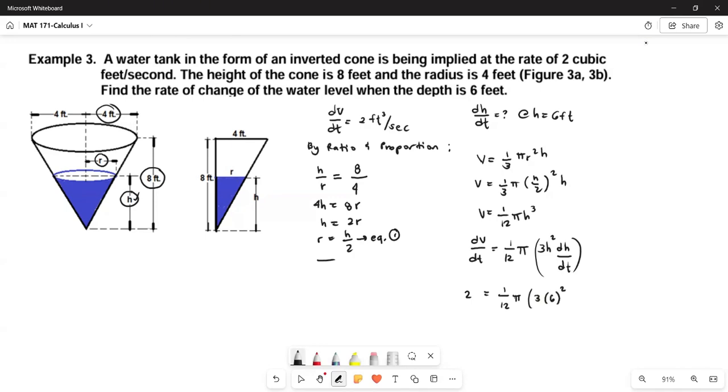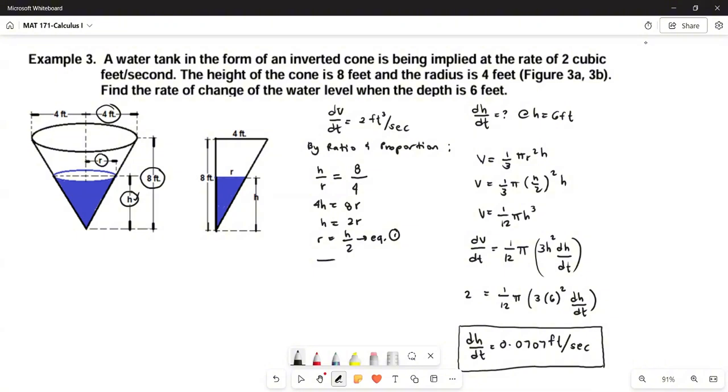Yung dh over dt natin, meron na ba tayo? Wala pa din. Okay? So yun kasi yung hinahanap na natin. So simplify natin, we will have dh over dt. So we will have a rate of change of water level at the depth 6 feet na 0.0707 feet per second. Okay. So yan yung parang velocity ng pagtaas ng h pag nakarating na sa 6 feet. Okay? So I hope clear yung ating problem.